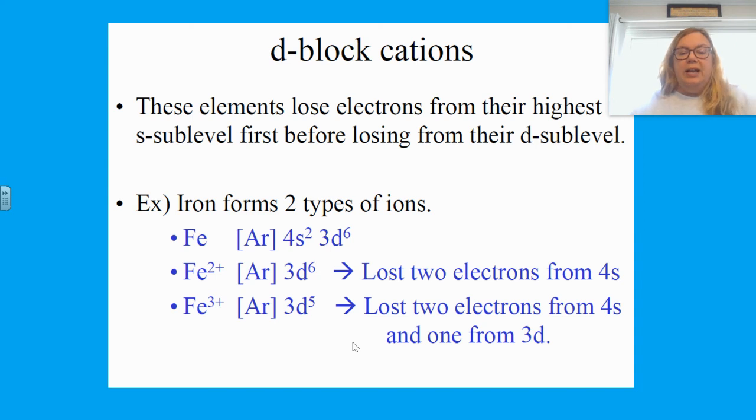Now, d block cations. This one's kind of weird, and I'm not sure that you guys have realized this yet. But sometimes these elements lose electrons from their highest s sublevel before losing them from their d sublevel. And this is where those d's are stronger. So think of it this way. According to the Aufbau principle, the d electrons have a higher energy than the s electrons. So therefore, the d's are actually capable of stealing the s electrons and putting them into the d electrons.